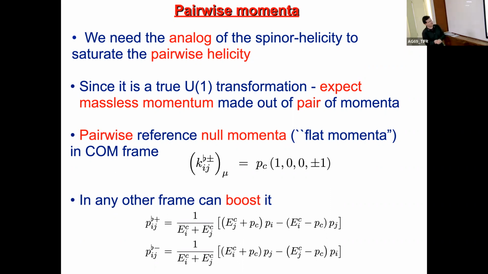So, in the special frame, the center of momentum frame, it's very easy to guess what this flat momentum is going to be. It's a momentum pointing in the direction of the momenta, but it should just be massless. So it should just be (1, 0, 0, -1). Then you can go into any other frame by boosting, and you can show that these pairwise flat momenta are just going to be linear combinations of the one and the other momentum.